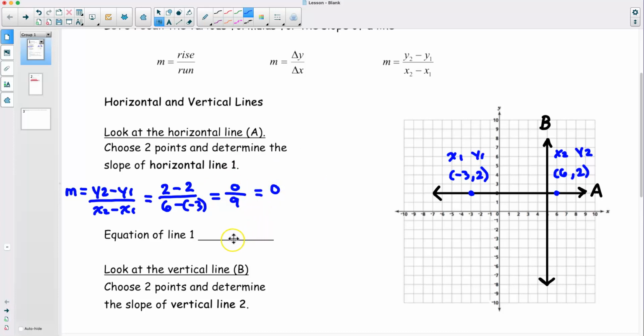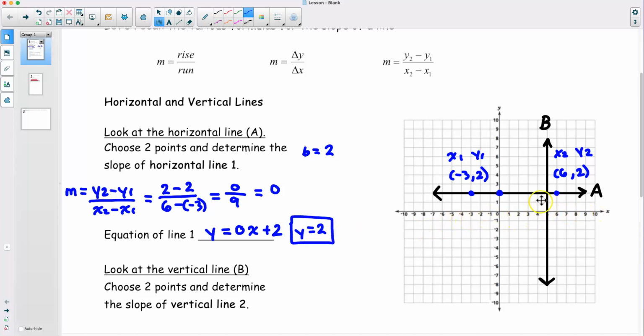So our equation of our line 1 with an m of 0, we can write as y is equal to 0x, and the intercept, which is b, you can see right here, our y-intercept. Okay, so that b value is equal to 2. So we can say our equation of this line is y equals 0x plus 2, or simply y equals 2.